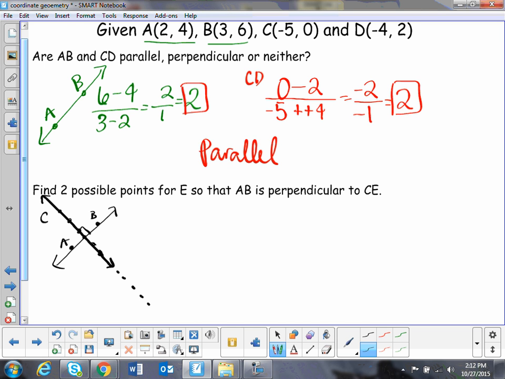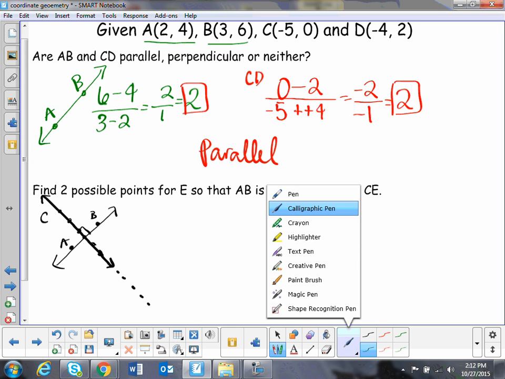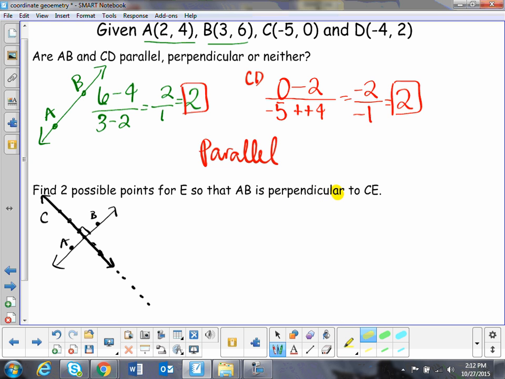And the slopes are 90 degrees. Opposite reciprocals, okay? So the slopes have to be opposite reciprocals. Don't you know one of the slopes already? Okay, so we know that the AB slope is 2. What is the slope of that one, y'all? -1/2. Okay? So the new slope is -1/2. We already know the original one.